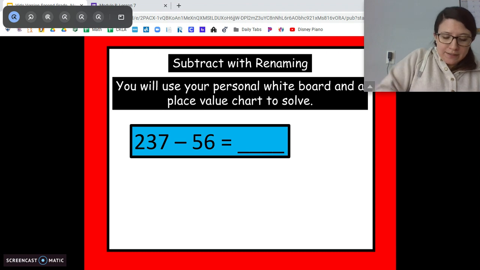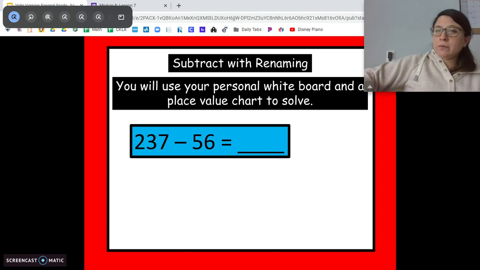237 minus 56. Go ahead and pause and solve in the way that works best for you.